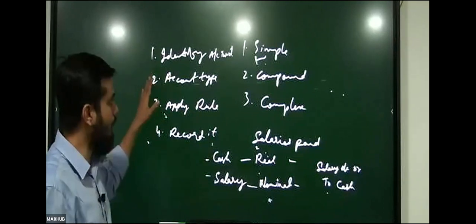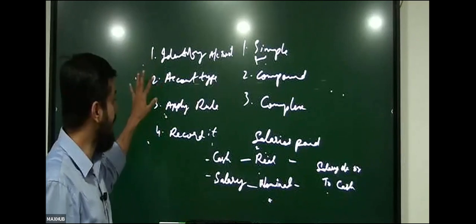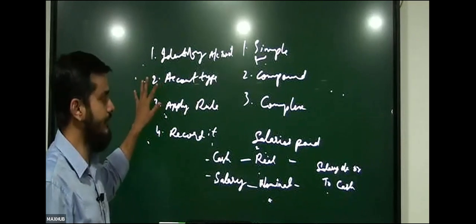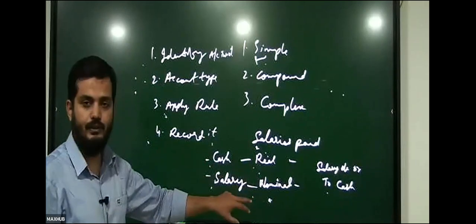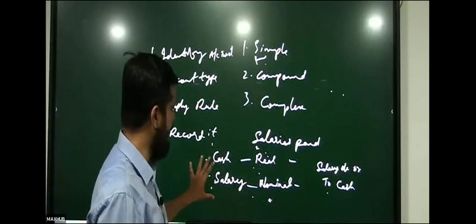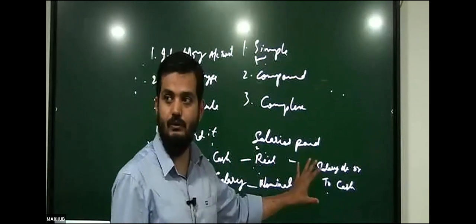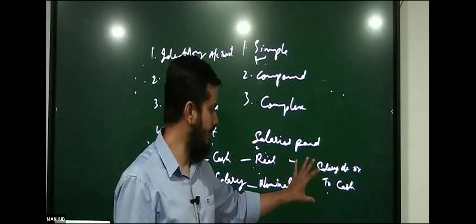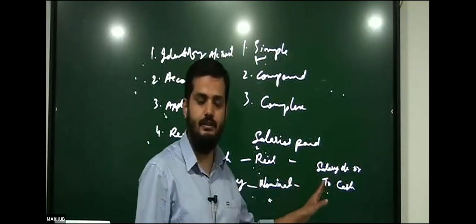You have followed 4 steps here. First step, we identify the accounts. Second step, we identify the types of account. Then we apply the golden accounting rule, which we have applied here. Then we wrote the journal entry here.